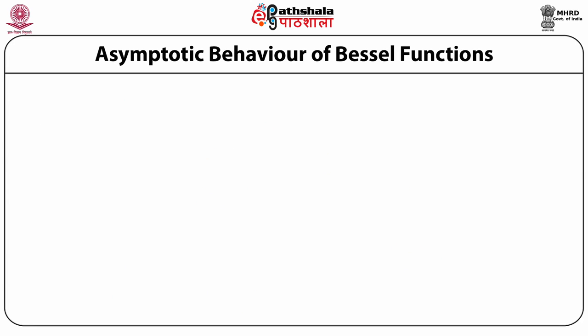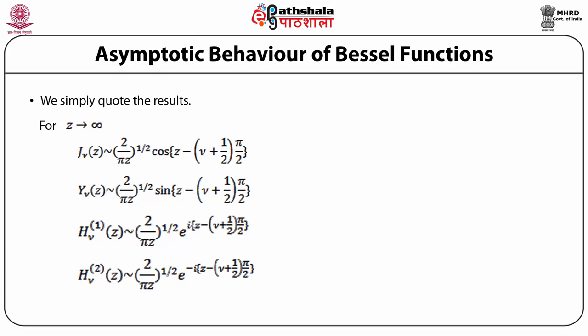Let us now move on to understand the asymptotic behavior of Bessel functions. In view of the importance of the behavior of the Bessel functions for large and small values of the arguments, we quote the results below. For large values of the argument z, where z tends to infinity, we have Jν of z is approximately equal to 2 by πz raised to power 1 by 2 into cos of within the brackets z minus ν plus half into π by 2, brackets close. Yν of z is approximately equal to 2 by πz raised to power 1 by 2 into sine of, within the brackets, z minus ν plus half into π by 2, brackets close.